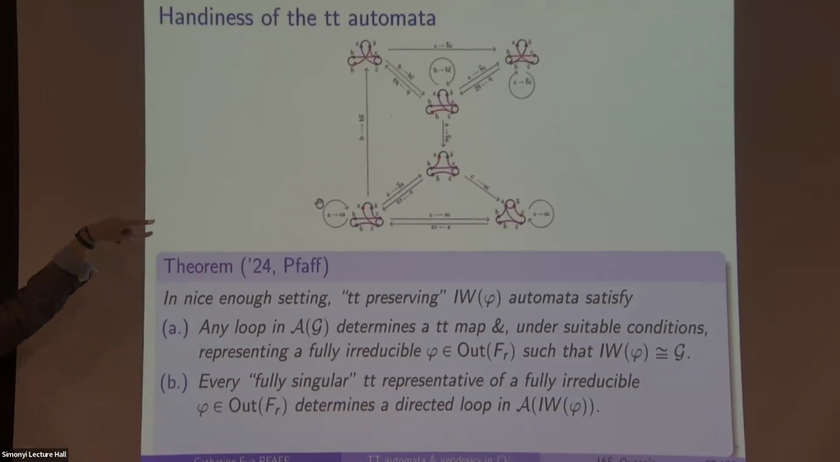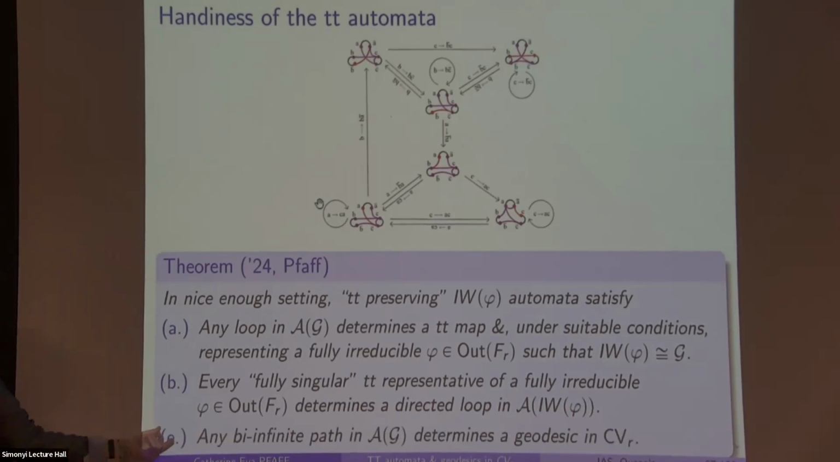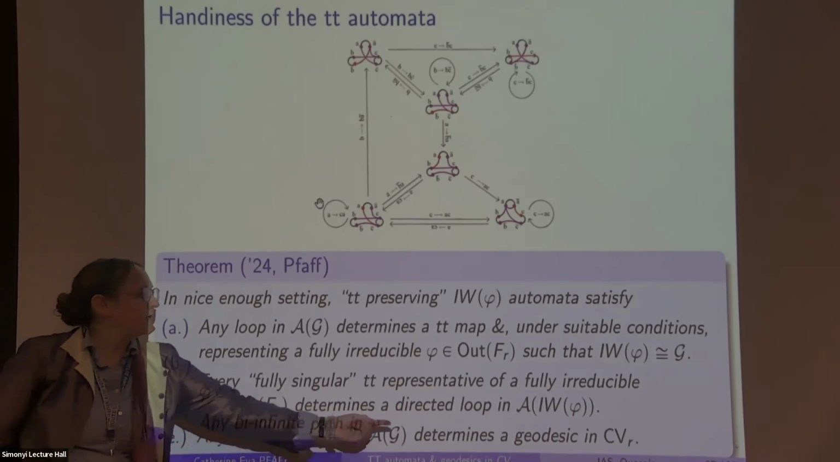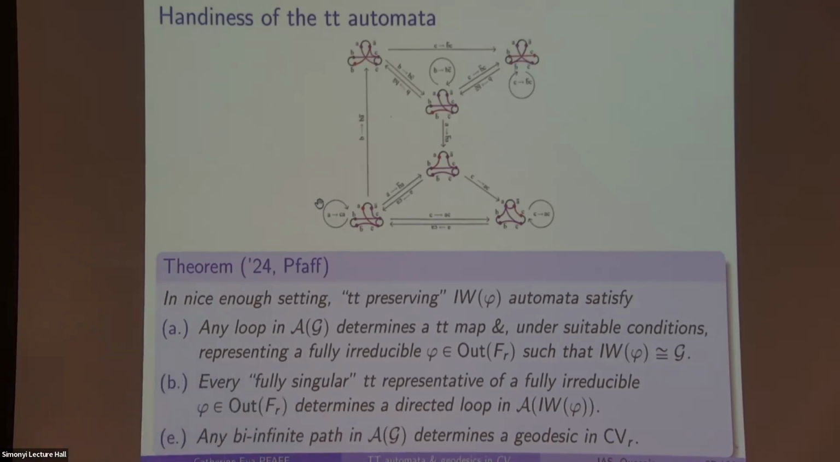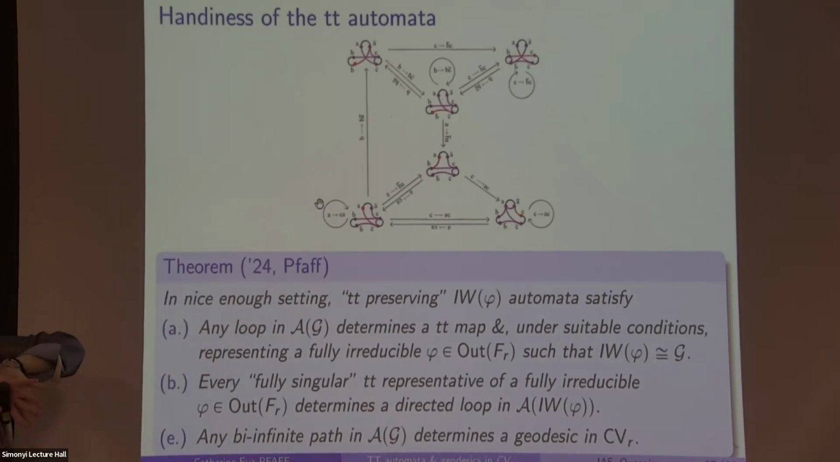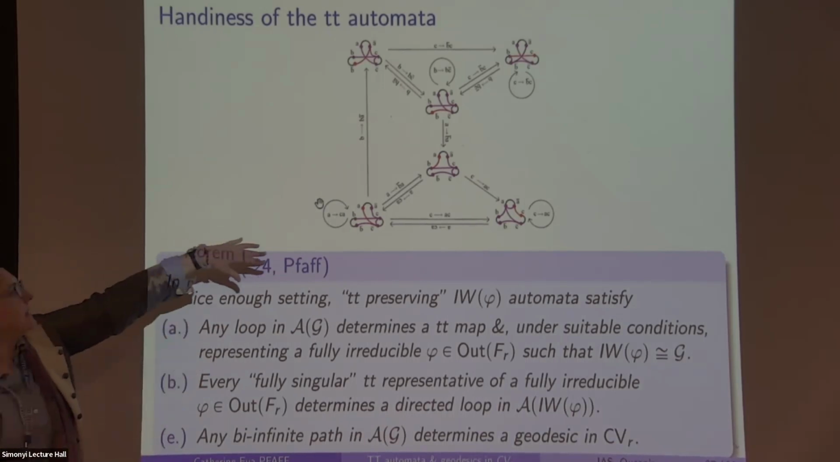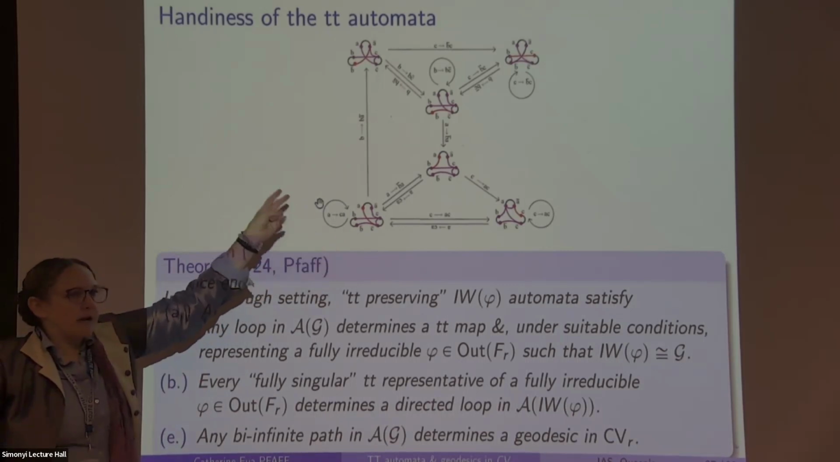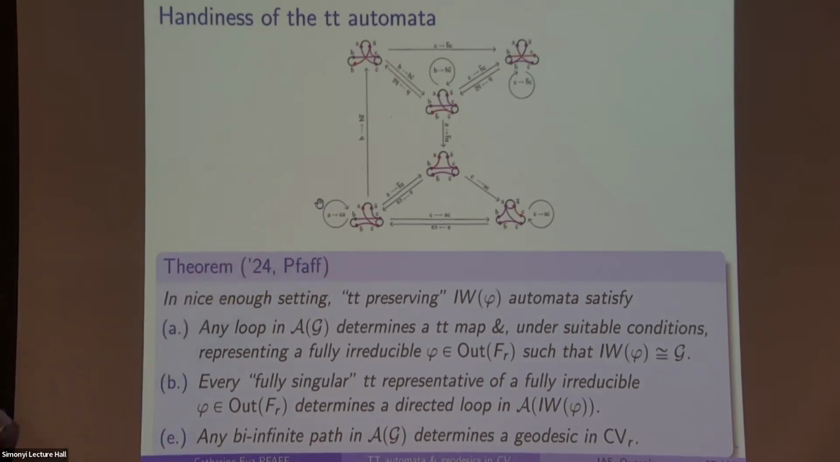So it's like Stallings fold decomposition. It's the edges in there. The last thing is that any bi-infinite path in there determines a geodesic in outer space. So once I've got this automata, I've expanded the notion of having that ideal Whitehead graph, not just from the fully irreducibles, but basically anything where I have one of these bi-infinite paths. I've encoded all these bi-infinite paths with that kind of singularity structure, and they would live inside of that particular automata.